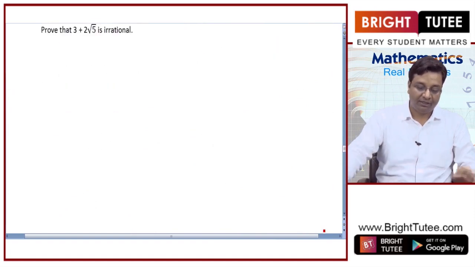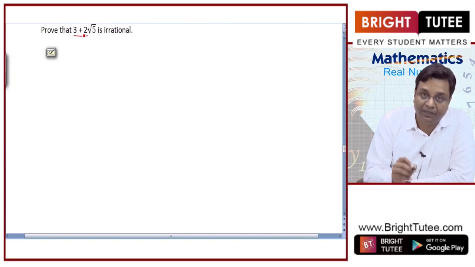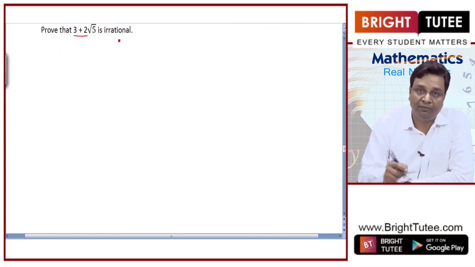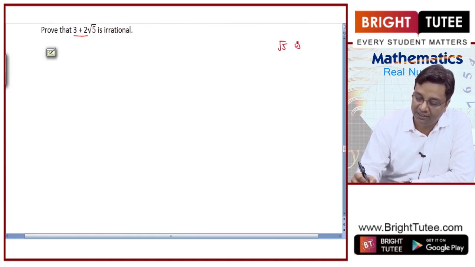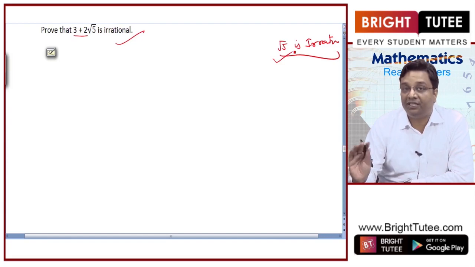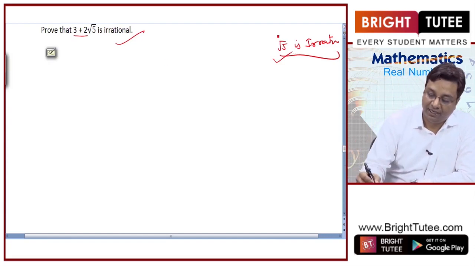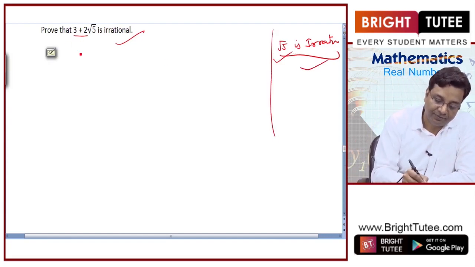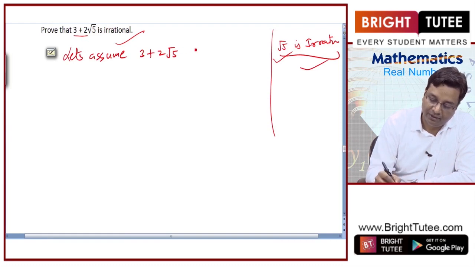Now this is a combination, right? 3 plus 2 root 5. We need to prove this as irrational. We will still prove it by contradiction, but now we will use our knowledge that root 5 is irrational. While doing this question, we already know that root 5 is irrational, okay? And this is a fact. So let's assume 3 plus 2 root 5 is rational.